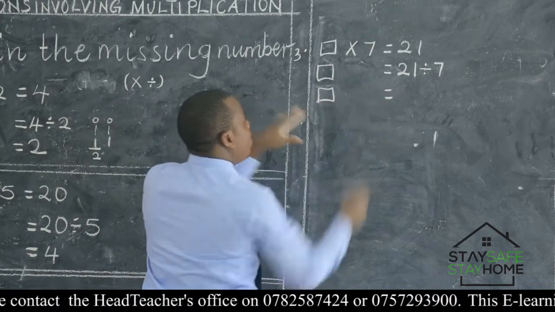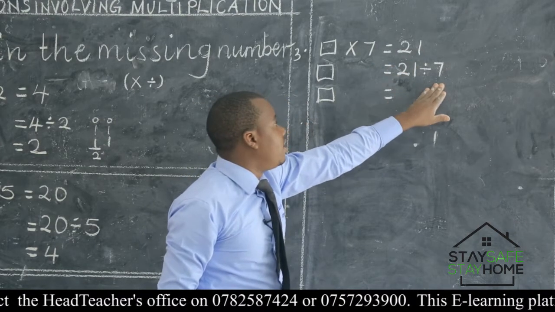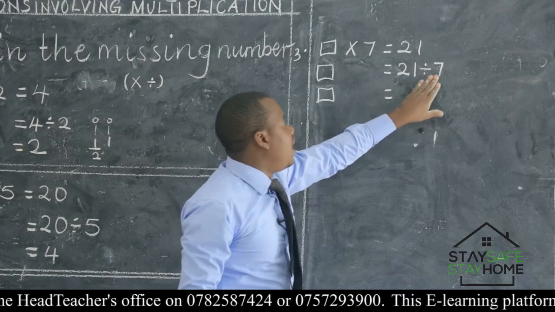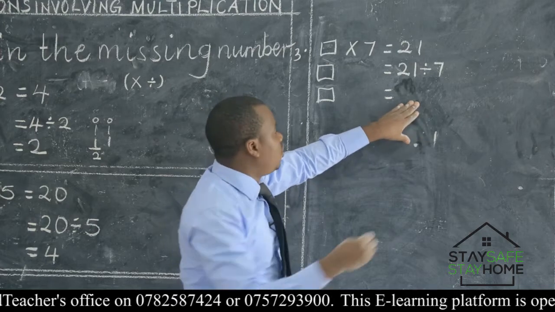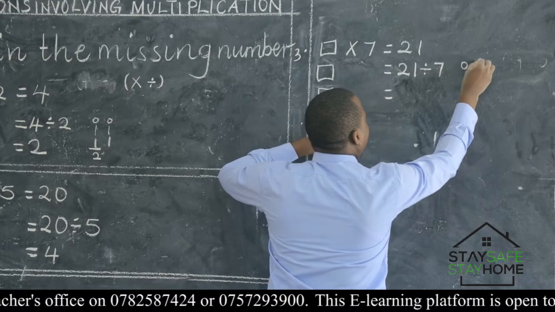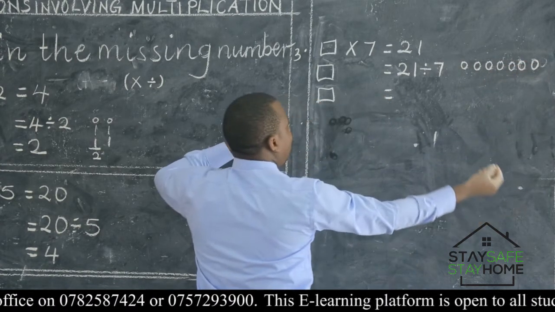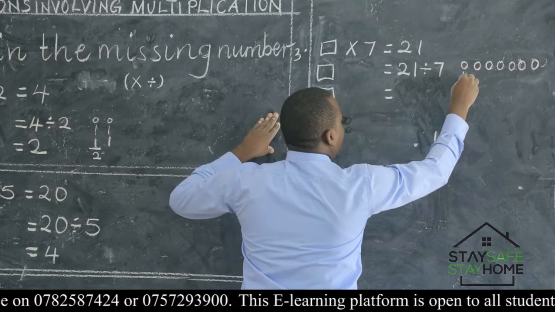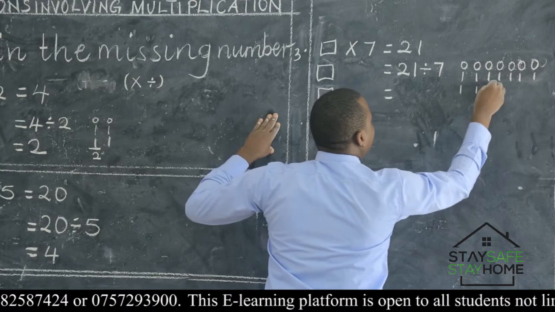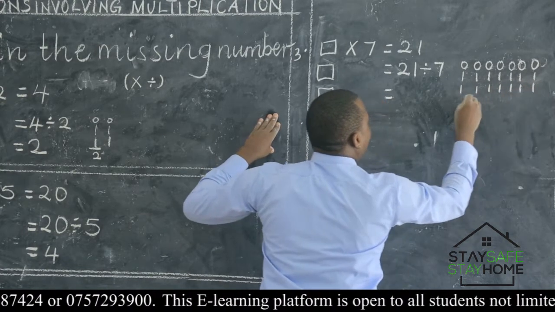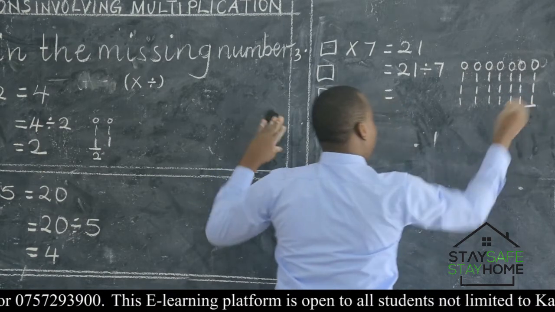You ask yourself now, how many 7s are in 21? That is 21 divided by 7. Get the answer. If it is challenging, you come and write the 7. 1, 2, 3, 4, 5, 6, 7. Then divide. Give each as you count. 1, 2, 3, 4, 5, 6, 7, 8, 9, 10, 11, 12, 13, 14, 15, 16, 17, 18, 19, 20, 21. Then get the answer for only 1.